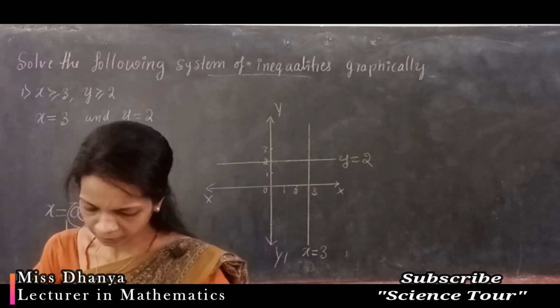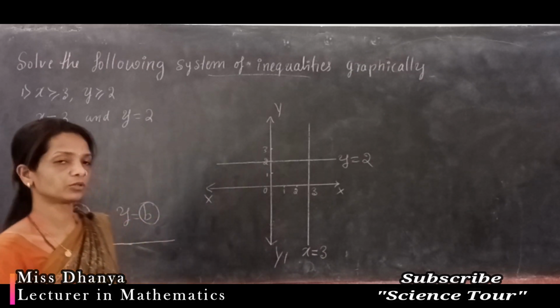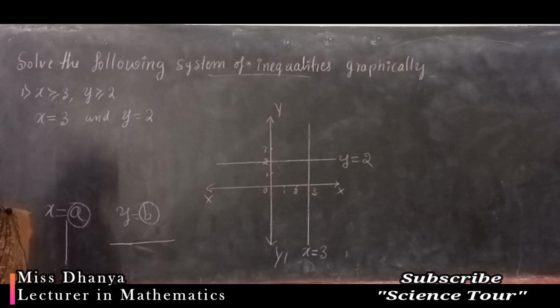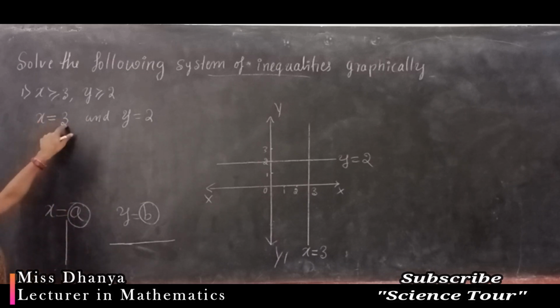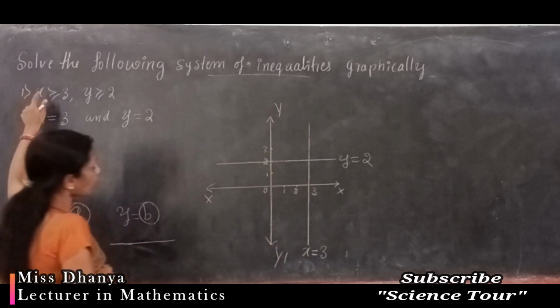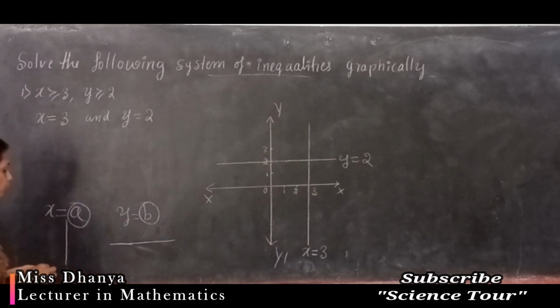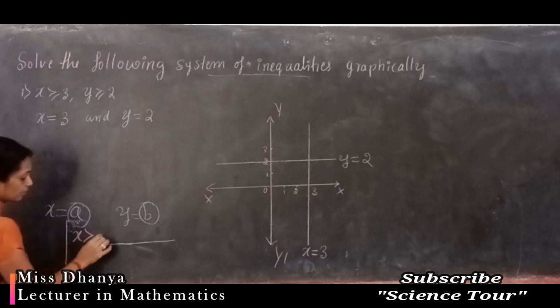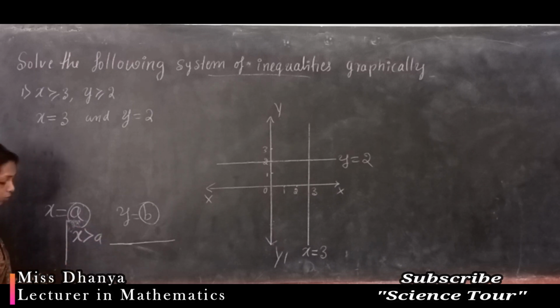Now you have to shade the solution region of both inequalities. x equal to 3 is this line, and here you have the inequality x greater than or equal to 3. x greater than or equal to 3 means, as I already said, that x greater than a means to the right side of the x equal to a line you have to shade, and x less than a means to the left side of the x equal to a line you have to shade.